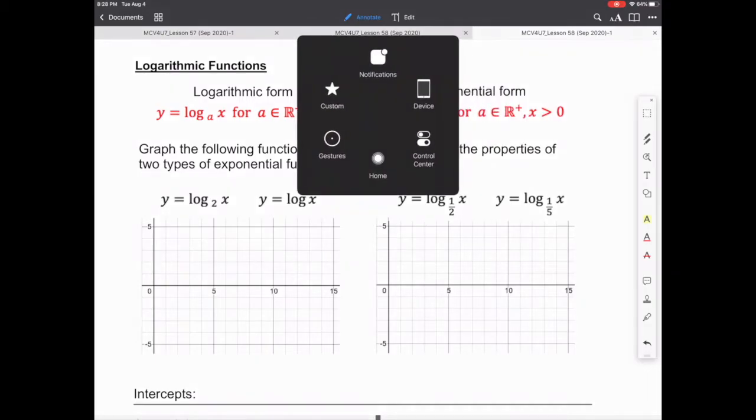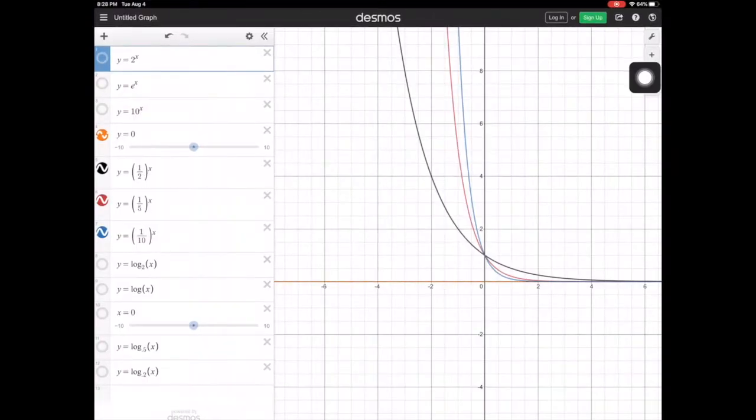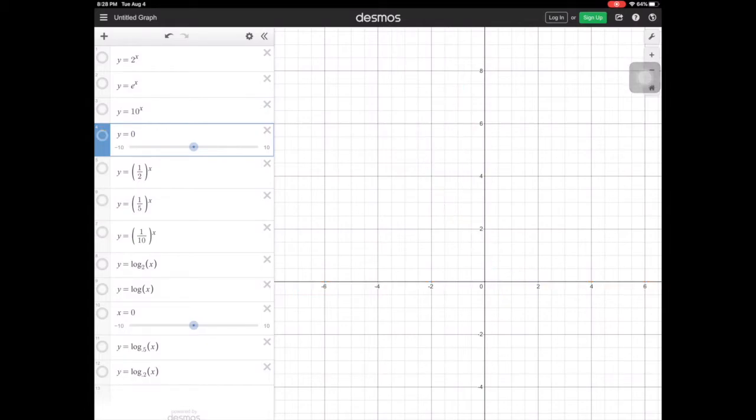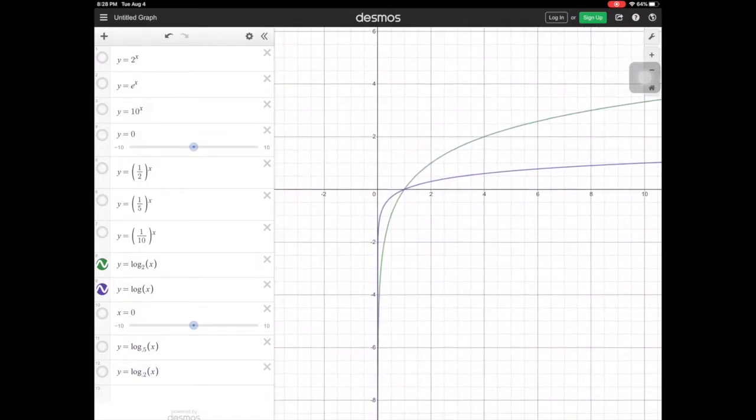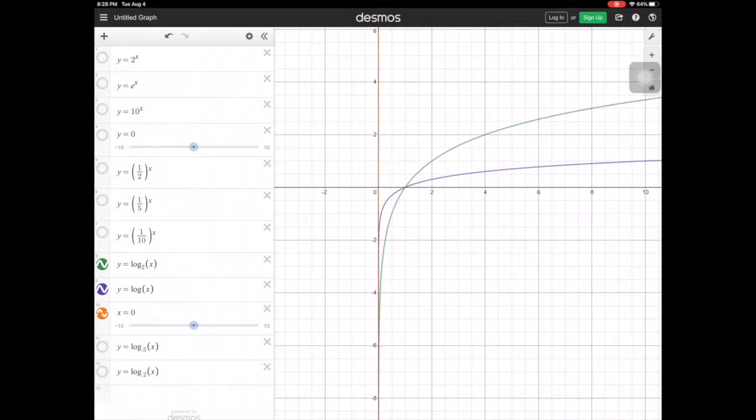I have already included that in Desmos, so let me get it out. So let me turn off the previous graphs and instead bring up log x base 2 and log x. I hope this is not a surprise that instead of seeing a horizontal asymptote, there is a vertical asymptote now at x equals 0, or on the y-axis. Both of these log functions cross the x-axis at (1, 0).